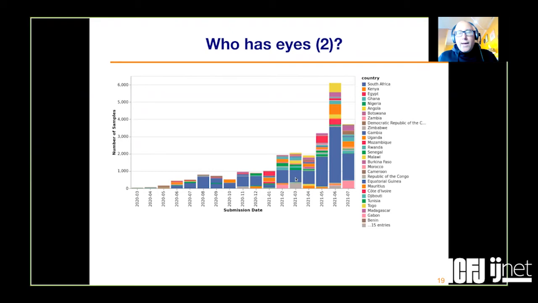Then has this improved over time? Somewhat. This is the date of submission of samples, and we see that here it grew steadily over 2020, and it has been growing, largely driven by growth in the South African sequencing efforts since the start of 2021. But it's still, we're talking about maybe 6,000 samples a month from a continent that's having many, many more cases. And this is not evenly distributed, the surveillance across the continent.